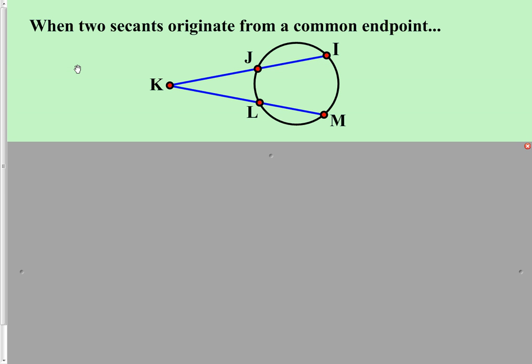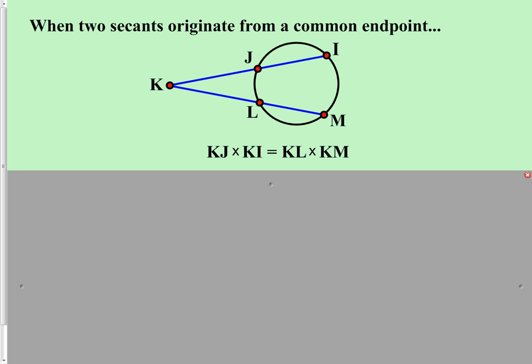Our third rule of the day is dealing with 2 secants coming from a common endpoint. Again, we have seen this situation, but we saw it from the standpoint of the arcs and the angles between all of these lines. Today we're talking about the lengths of the lines. Now this formula looks pretty bad, but it's actually treated pretty much the same way as the secant was treated on the last example.